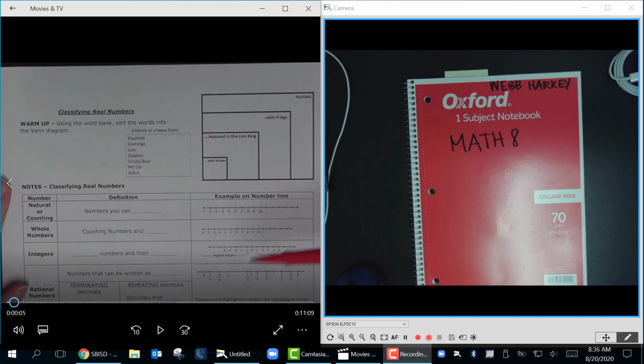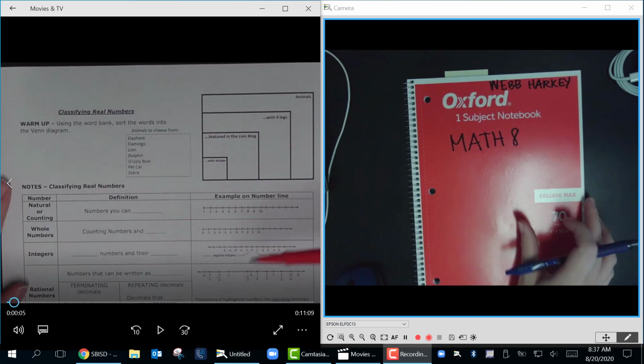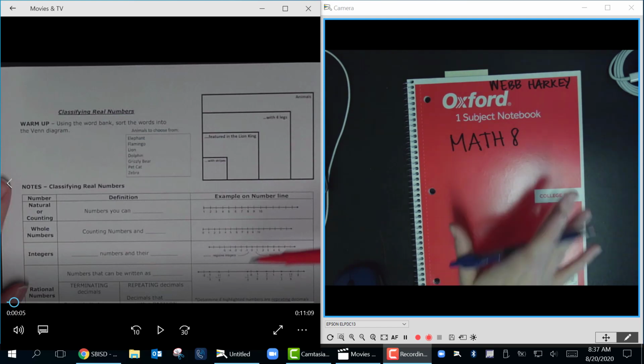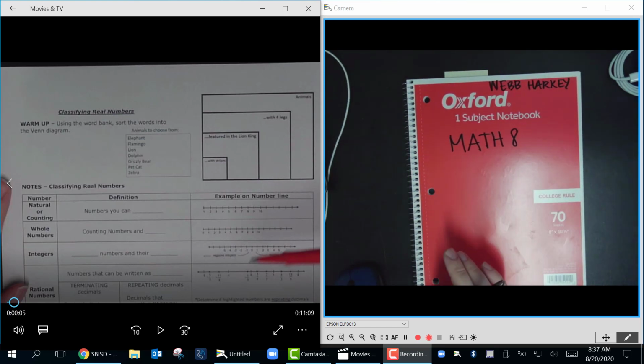Good morning and welcome to a video on how to take notes in Math 8. I'm going to use our first lesson, and that's on the left side of the screen. And then on the right side of the screen is my Math 8 notebook. I suggest having a Math 8 notebook for yourself.